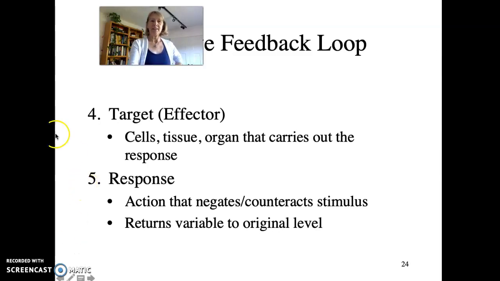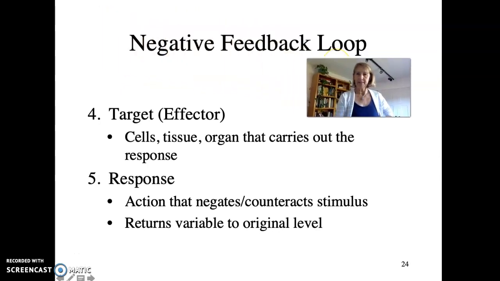So the effector is the organ that's going to do something about this. Whether it's the shivering, right, for you to bring your temperature up, those shivering muscles are the ones that are going to get the job done. And then the response is that temperature going back up again. So remember that it's negative because if too high, make it low. If too low, make it higher.